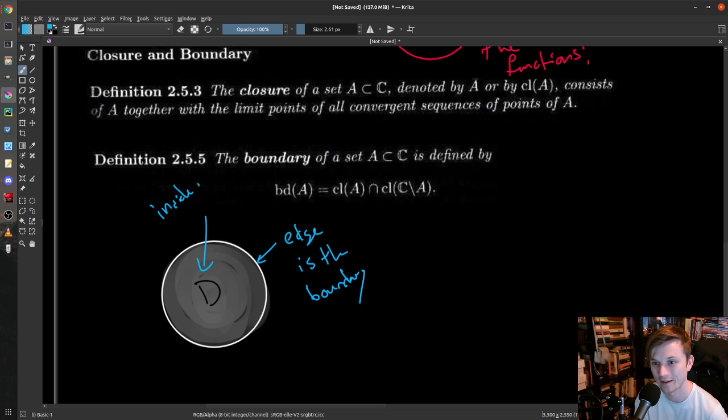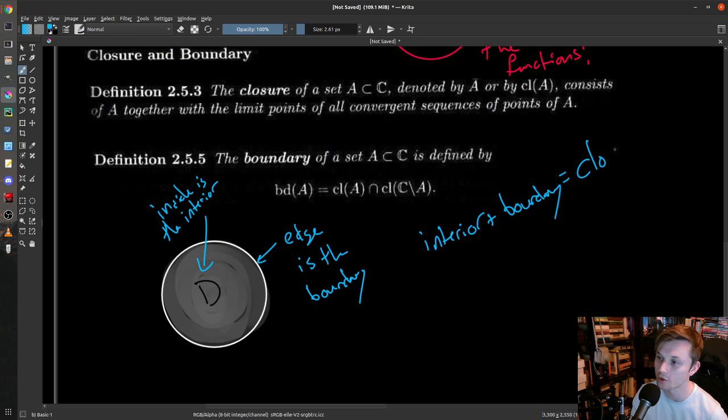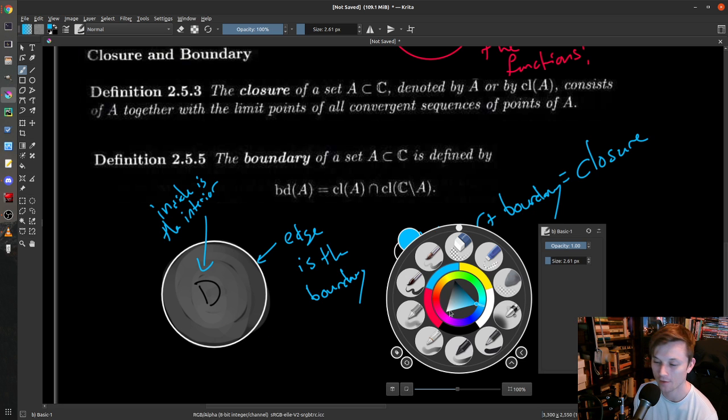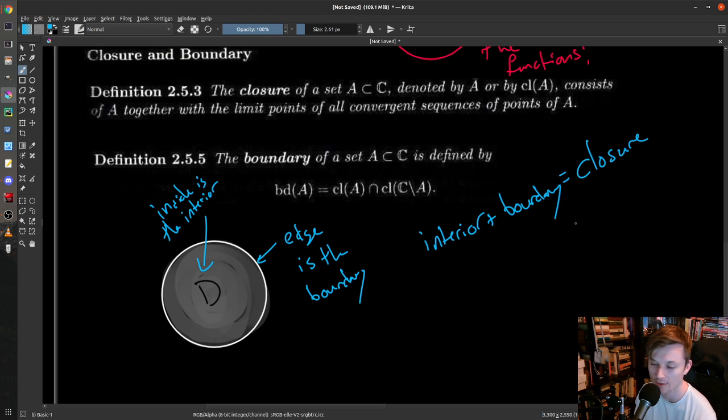Inside is the interior, plus the boundary is the closure. So you can kind of think of it like that. And this is sort of the picture you want. If you had everything here except for the boundary, you could close it, which means just adding in the boundary.